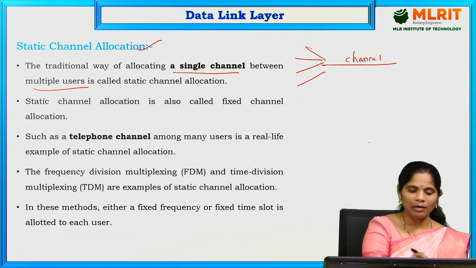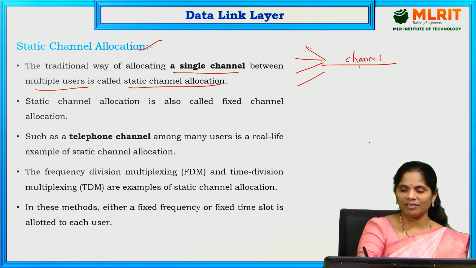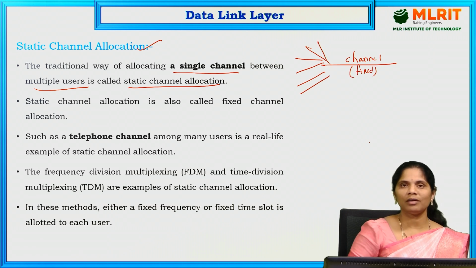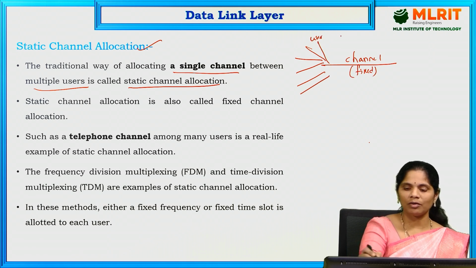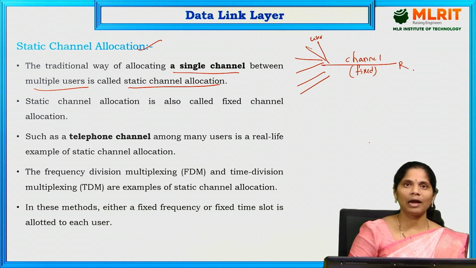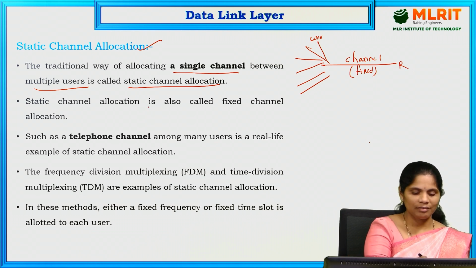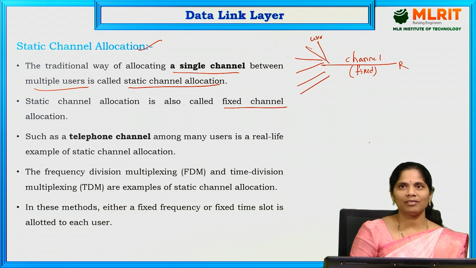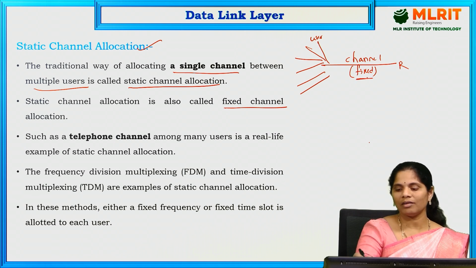So, this is called static channel allocation. Static means this is the fixed channel. Using this particular channel only, these multiple users want to send the data to the receiver. That is the static channel allocation. This static channel allocation is also called fixed channel allocation. The channel is fixed, that's why it is called fixed channel allocation.